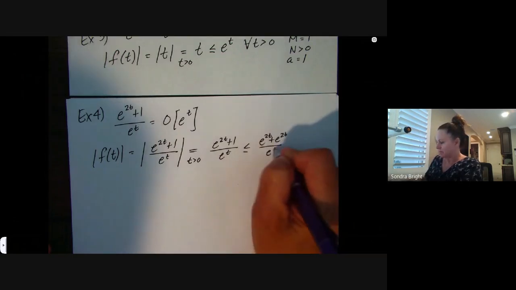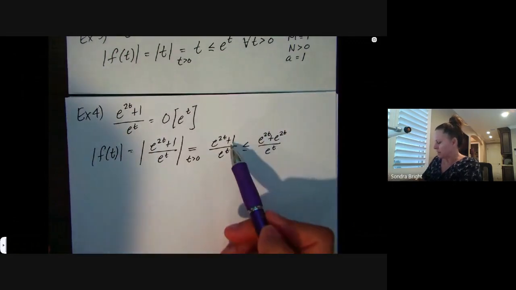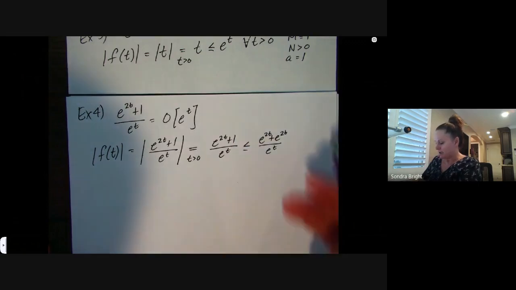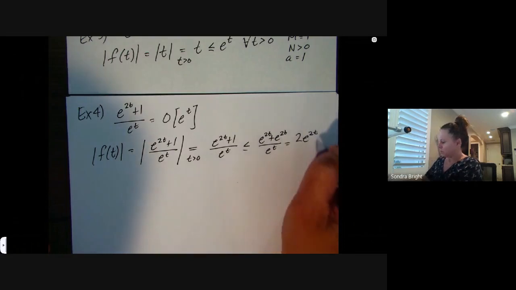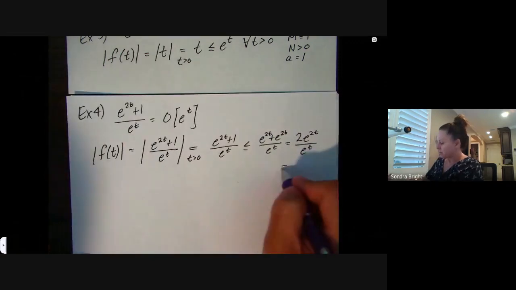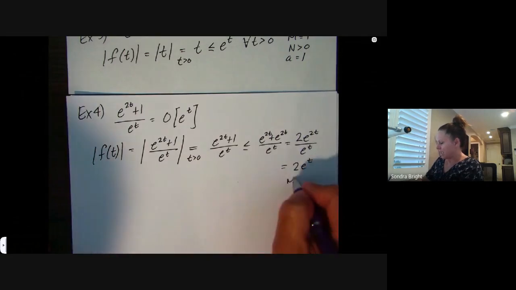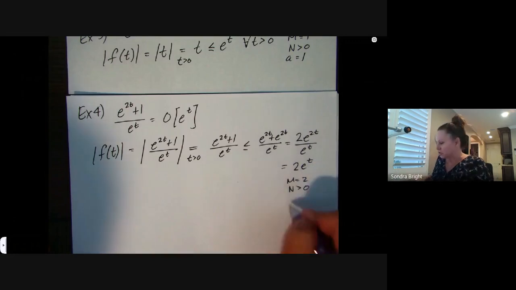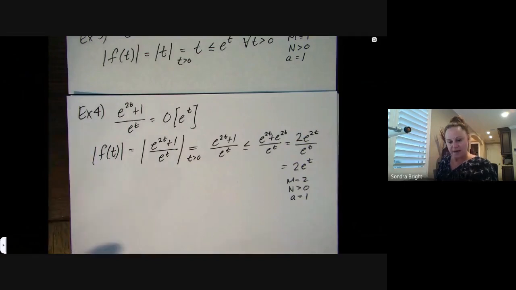Yeah, since e to the 2t is definitely greater than 1 for t larger than 0. And so that gives me 2e to the 2t over e to the t, which gives me 2e to the t. So for this one, your m is 2, your n is greater than 0, and your a is 1. And so we've shown that all 4 of these functions are of exponential order. Why do we care?